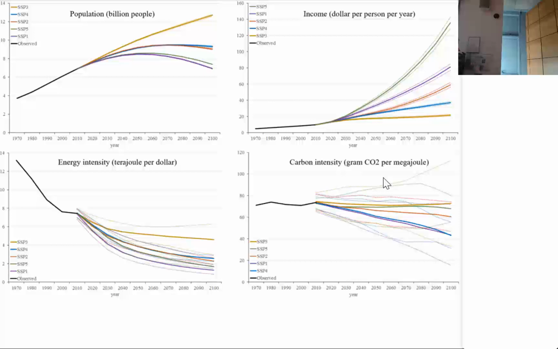So you see this enormous range of results. No surprises here, right? We're talking about a world 80 years into the future, and it's simply very difficult to imagine what life would be like, what the world would look like 80 years from now, right?